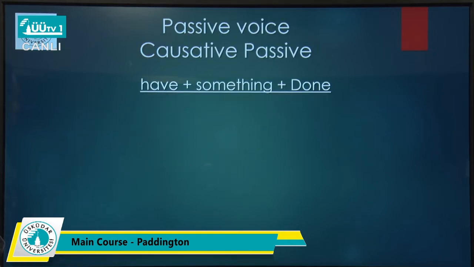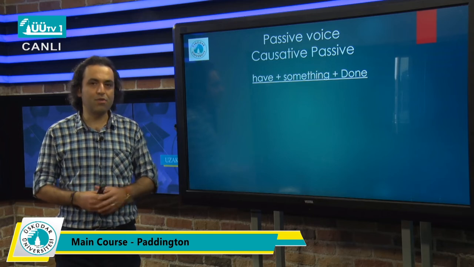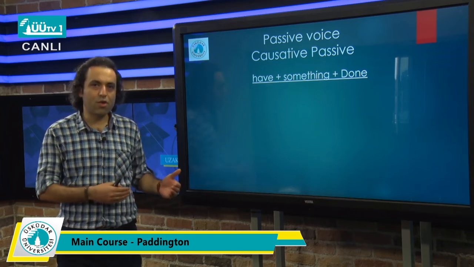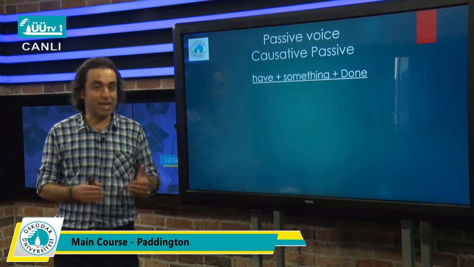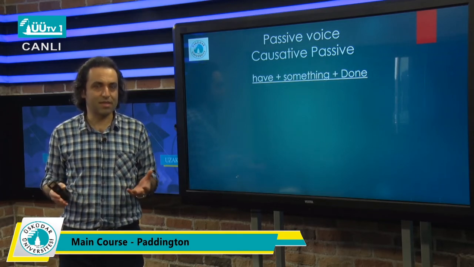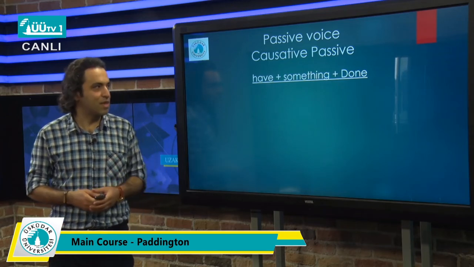Now we want to jump to another topic. If you remember last lesson, when we were talking about passive voices, we had a quick view of causative passive as well. We want to take a look one more time, and then I'll talk about another branch of causative passive, which is called non-causative passive. It is not in your book, but you can count on it as a bonus that we want to give you.